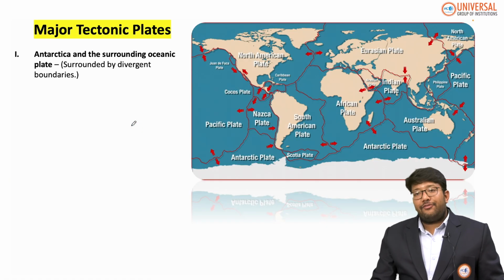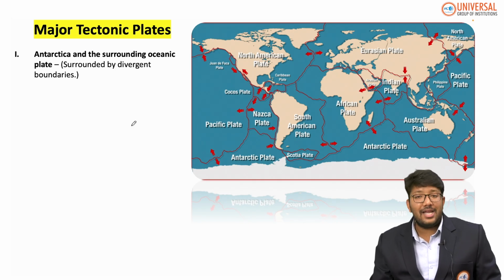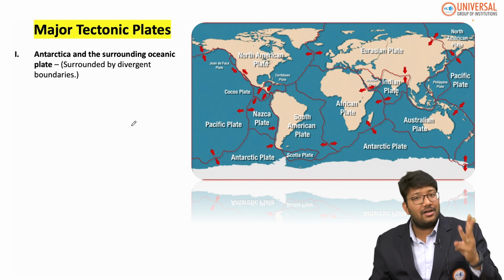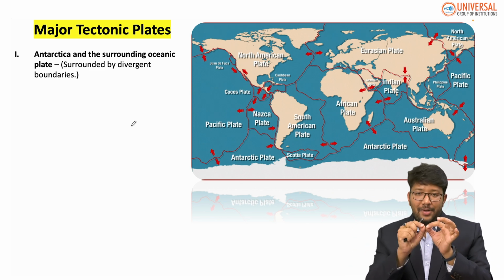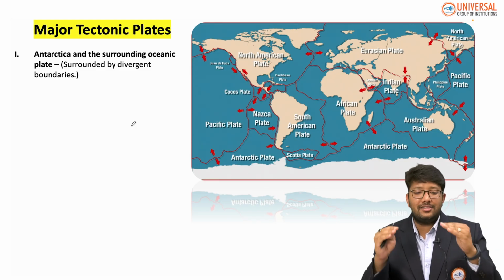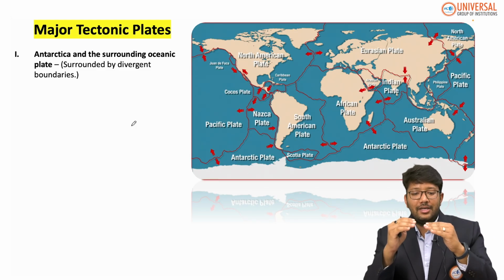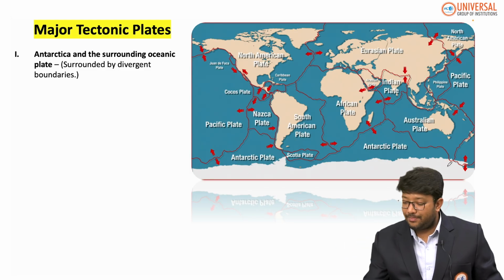So the first major tectonic plate in the world is Antarctica and the surrounding oceanic plates, surrounded by the divergent boundaries. In my previous videos, I talked about convergent, divergent, and transform. Convergent means two plates are colliding. Divergent means two plates are moving apart. Transform means nobody is going down, nobody is going apart. It is transforming. That's why it is called conservative boundary. So Antarctica and the oceanic plates are surrounded by divergent plate boundaries.